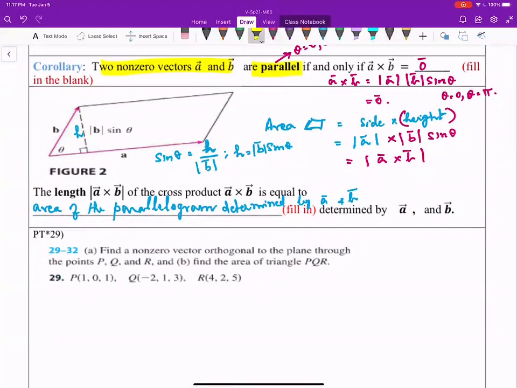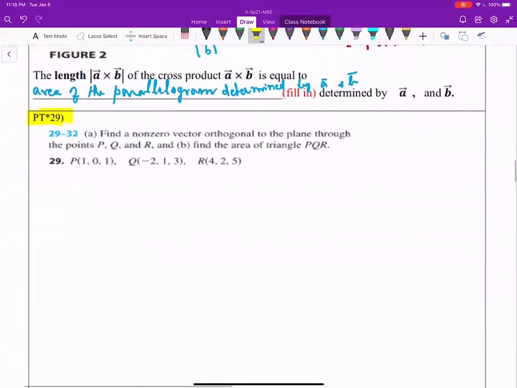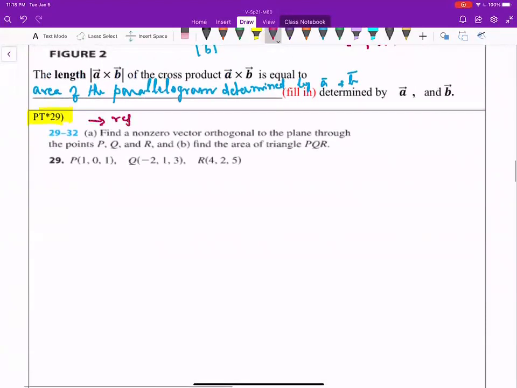Also, I wanted to point out that problem number 29 is done in the video part of section 12.4. So refer to the videos for section 12.4. So we will continue with the next part of 12.4 in part B of the concept video.